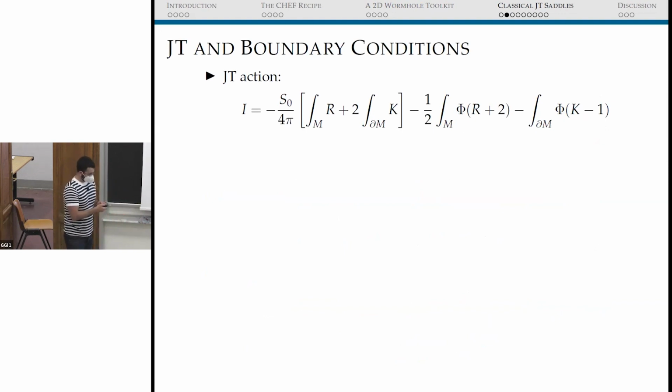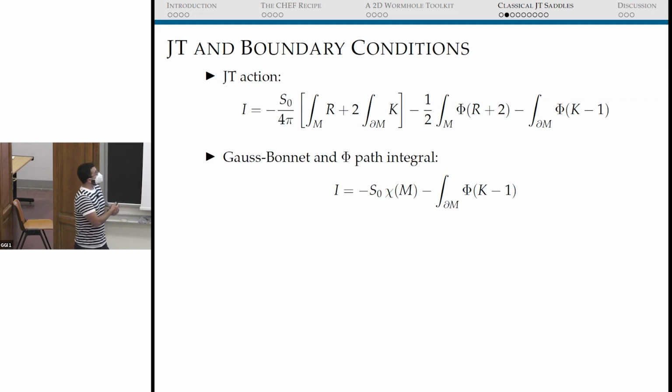Just some general equations in JT. Here's the action for just pure JT. I'll then add matter, because JT alone does not really accommodate saddle points. This is the JT part of the theory we're going to consider.